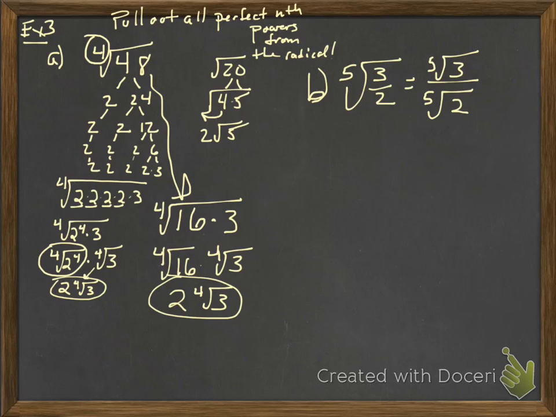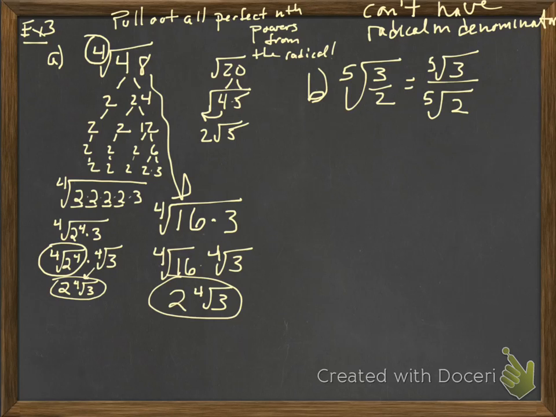Now, you never want to have a radical in the denominator. Can't have a radical in the denominator. So we have to rationalize.